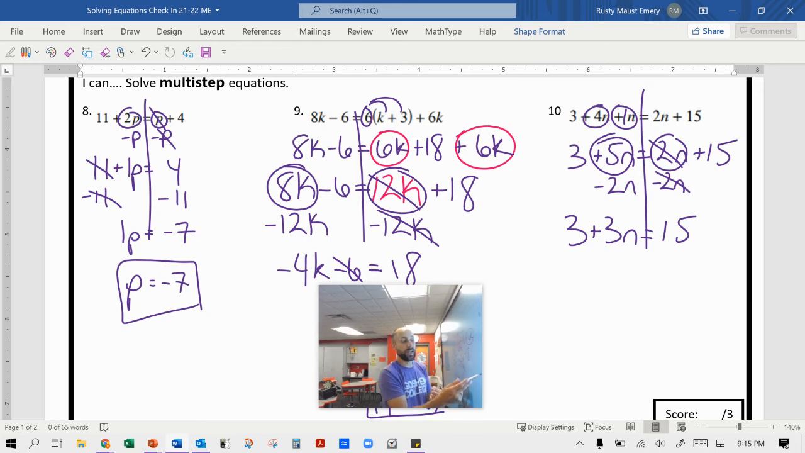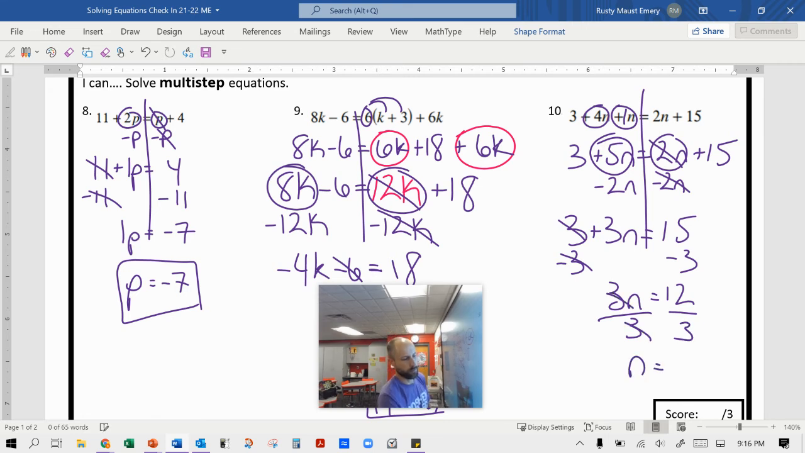I'm subtracting the constant 3, right? So the regular 3, subtract 3 on both sides. Got 3n equals 12. And divide by 3. And I get n equals 4.